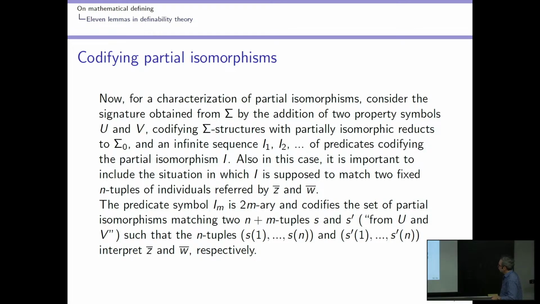So it is also important to include the Z bar and W bar in this situation. So the predicate symbol IM is a 2M-ary predicate, and codifies the set of partial isomorphisms matching 2n plus m tuples S and S bar. So this n here will be fixed to Z bar, and that is why we need just to consider the 2m tuples here, because these are fixed, such that the n tuples S1 to Sn is Z bar, and S prime is W bar.